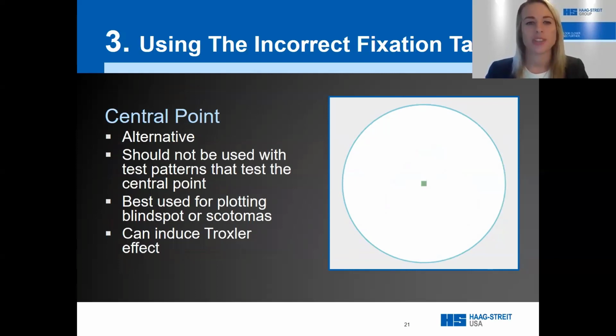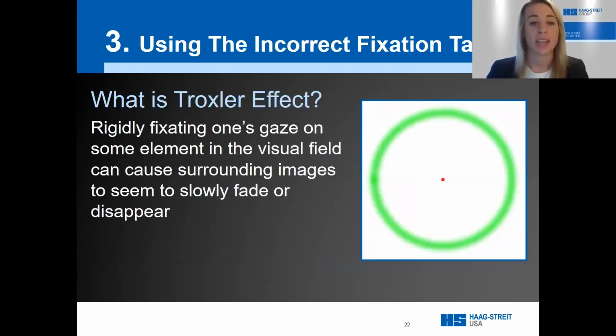The central point target can be used as an alternative method for some patients with poor understanding. It is the most recommended target when kinetically plotting a blind spot or scotoma. However, using a central point fixation target can unintentionally induce the Troxler effect. In 1804, a Swiss physician and philosopher made the discovery that rigidly fixating one's gaze on some element inside the visual field can cause surrounding images to slowly seem to fade or disappear.